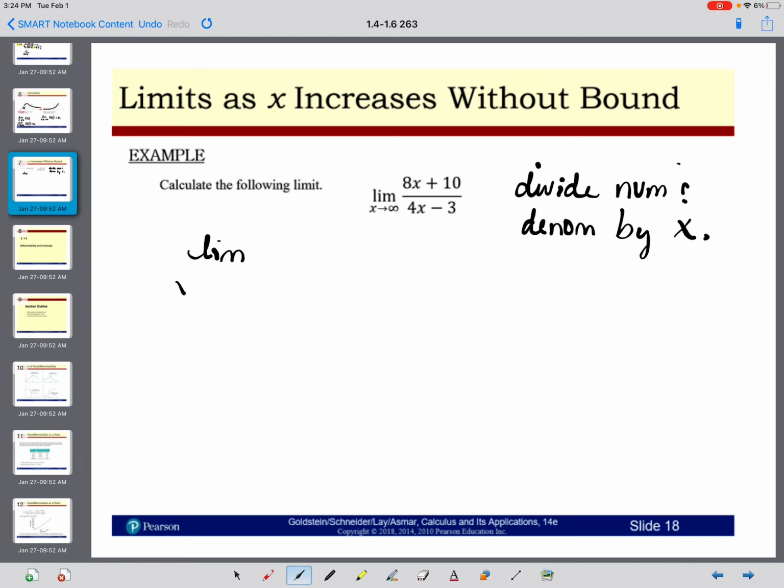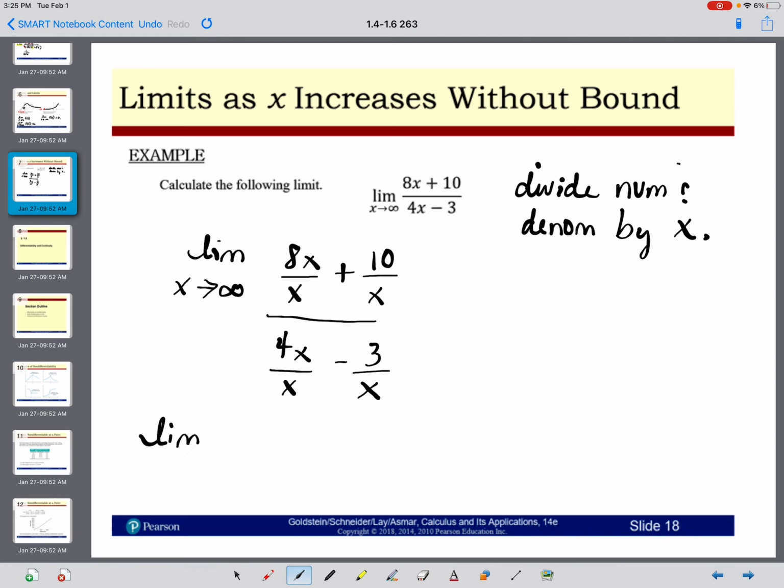So we're going to take the limit as x approaches infinity of 8x all over x plus 10 all over x, all over 4x over x minus 3 all over x. So divide each and every term in the numerator and denominator by x. We're going to see the utility of that in just a moment. Let's clean it up a little bit. We notice that these x's divide out, so we're left with just 8. Then we have 10 all over x. In the denominator, our x's divide out, so we're left with 4 minus 3 all over x.